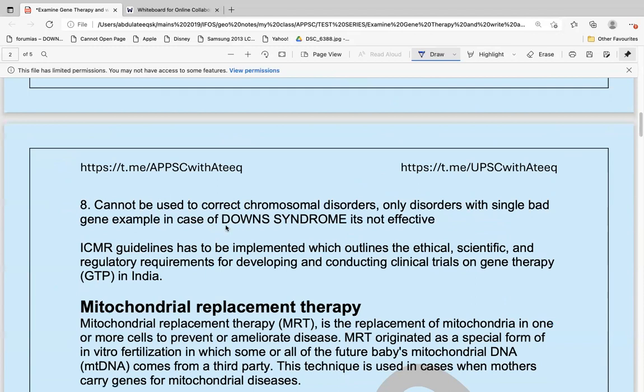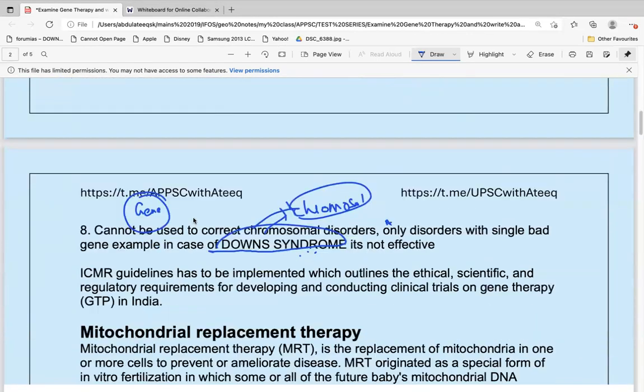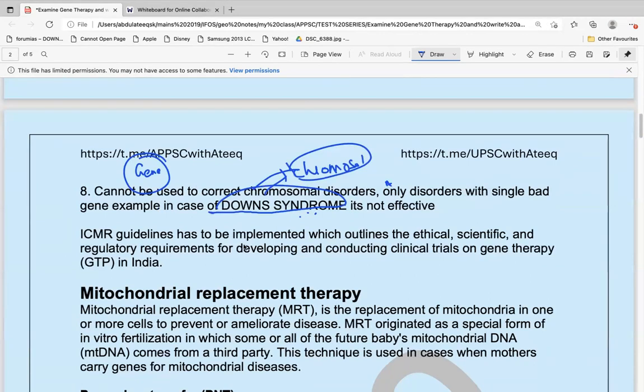And sometimes it cannot correct problems like Down's syndrome. Down's syndrome is a chromosomal problem. Now, a chromosome has many genes. So if you have a problem in one gene, it can be corrected. In Down syndrome, it is a problem of chromosomes. Chromosome means a set of genes. So you cannot correct chromosomal disorders. That is also one of the important points, guys. Okay, all these are very important points that you should take to the exam hall.